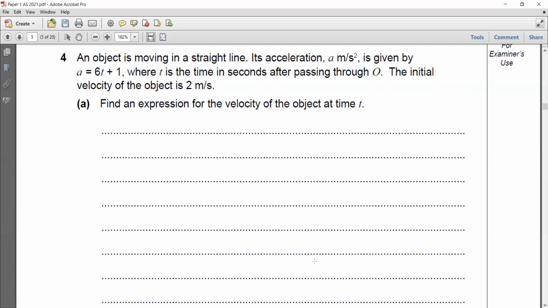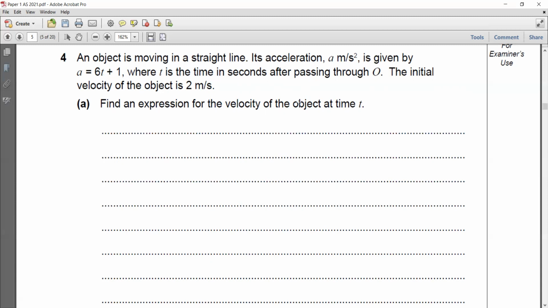Now, number 4, an object is moving in a straight line. Its acceleration in meters per second squared is given by a is equal to 6t plus 1, where t is time in seconds after passing through O. The initial velocity of the object is 2 meters per second.